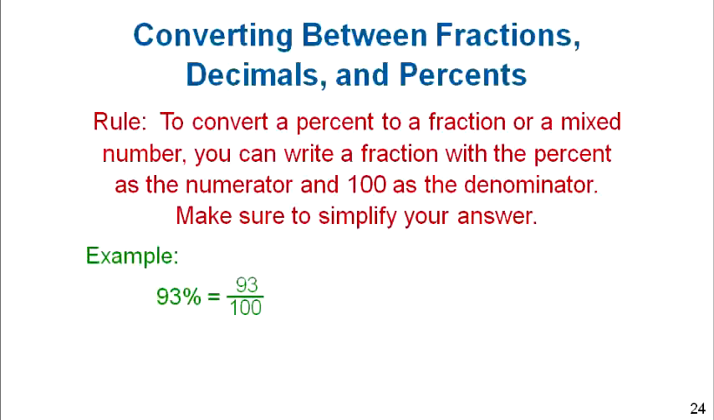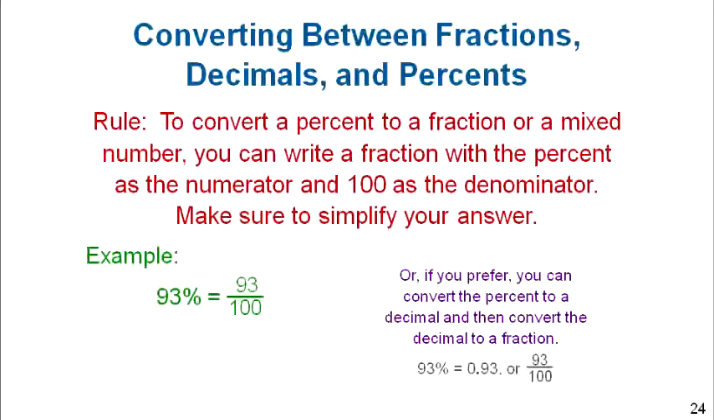To convert a percent to a fraction, you can write a fraction with the percent as the top number and 100 as the bottom number. For example, we can say that 93% is equivalent to 93 hundredths. This cannot be simplified any further, and so it is our final answer to this question. Or, if you prefer, you can convert the percent to a decimal and then convert the decimal to a fraction. For this example, you could note that 93% is equal to 0.93, which, of course, is equivalent to 93 hundredths.